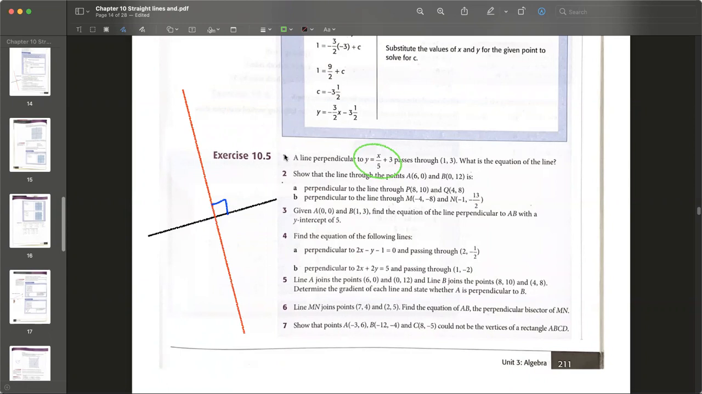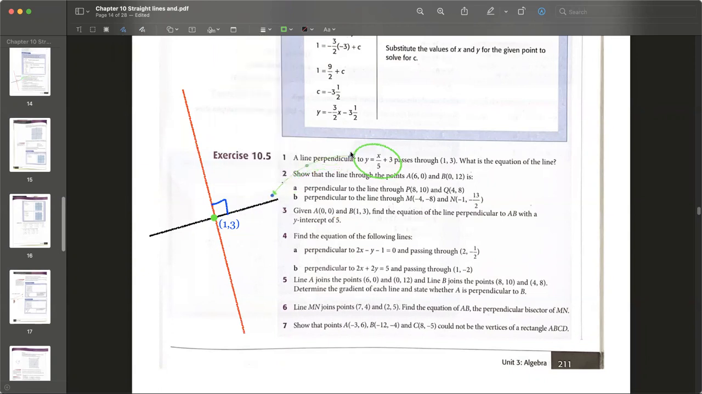So if you look at question number 1, a line perpendicular to y equals x over 5 plus 3 passes through 1, 3. So this one we assume is 1, 3. This point where it cuts through is 1, 3. So this 1, 3 will be here. This is the point 1, 3. Okay, so this point right here, I'm going to color it, is 1, 3. And then this green color one is the equation of this line.